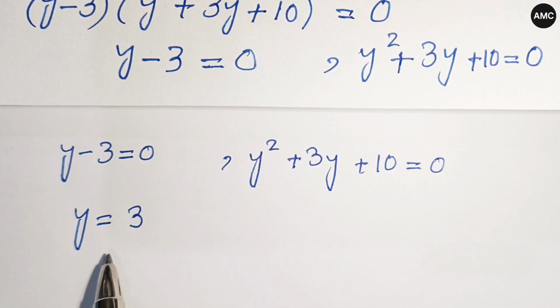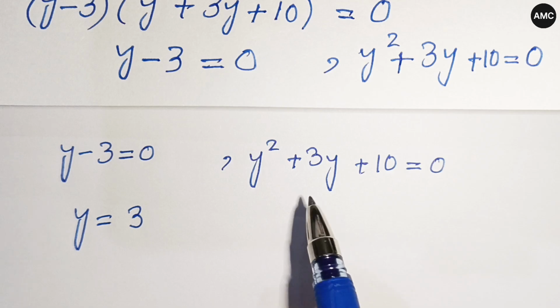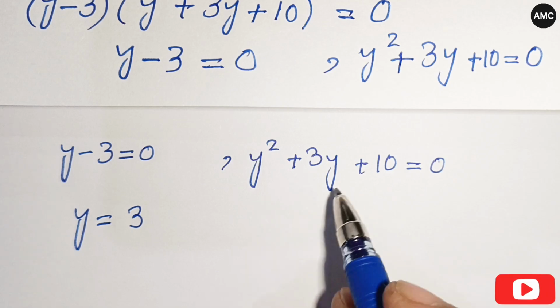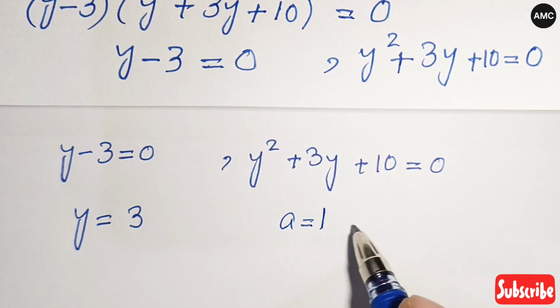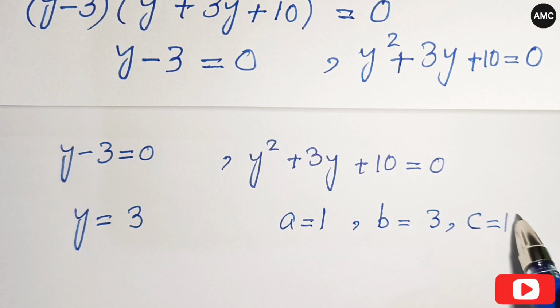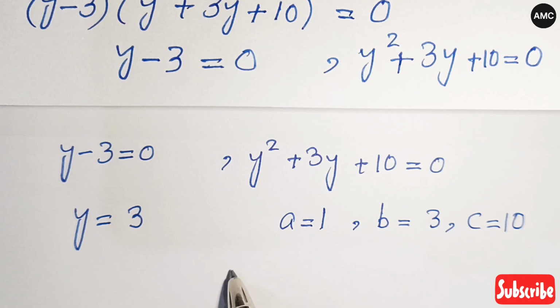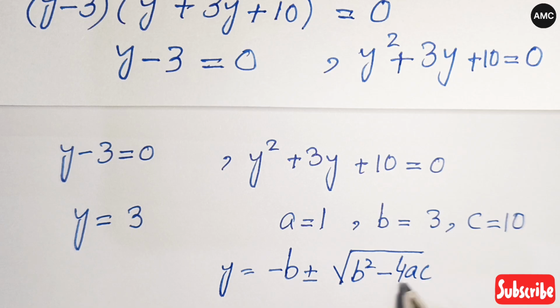So here we get the value of y, and to find the other values of y, it is a quadratic equation. We have to use the quadratic formula, where a is equal to 1, b is equal to 3 and c is equal to 10. According to the quadratic formula, we have y is equal to minus b plus or minus square root of b squared minus 4 times a times c all over 2 times a.